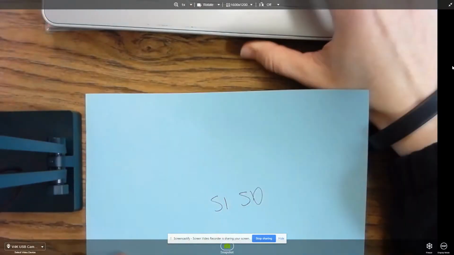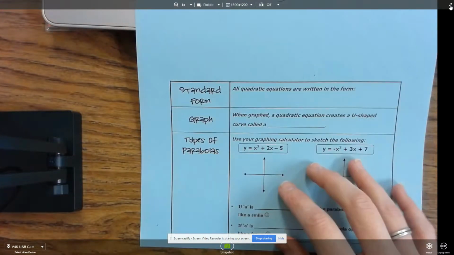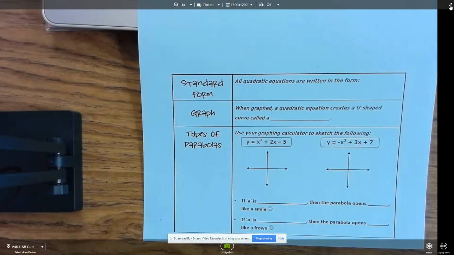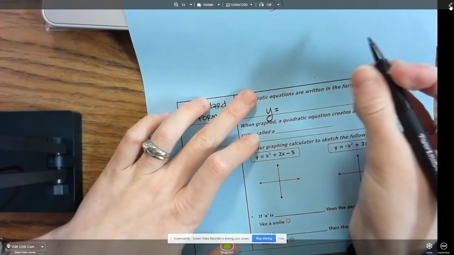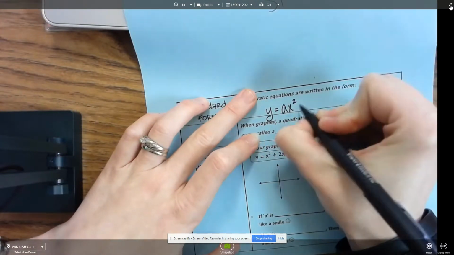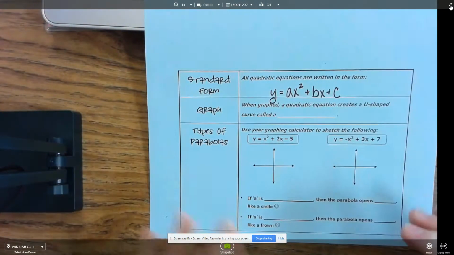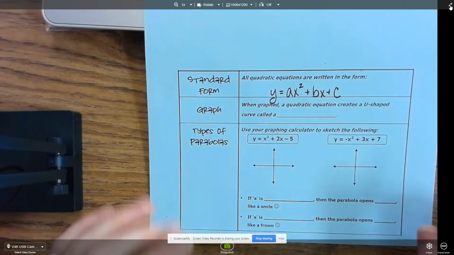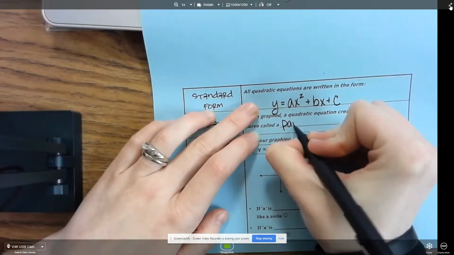This video is for the introduction to quadratics. To start off, all quadratic equations are written in the form y equals ax squared plus bx plus c. When graphed, a quadratic equation creates a U-shaped curve called a parabola.